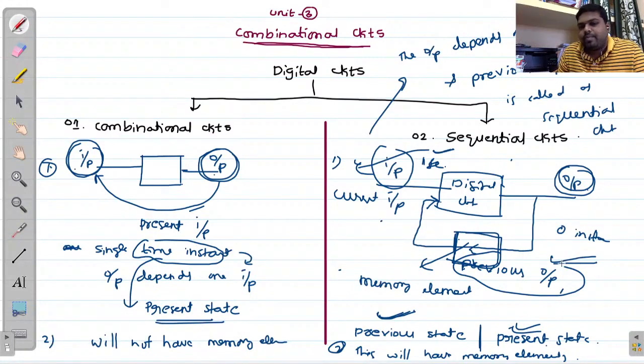And what is the third difference? Can you tell me the third difference by observing these two circuits? Can anyone tell me the answer? I want the third difference from combinational circuit to sequential circuits. Can you type in the chat box? No problem.